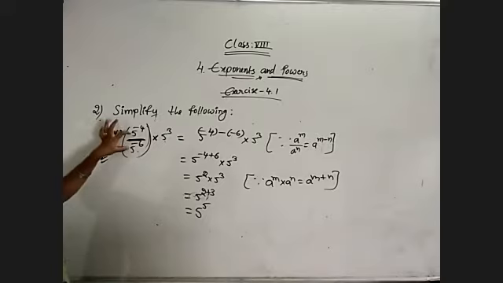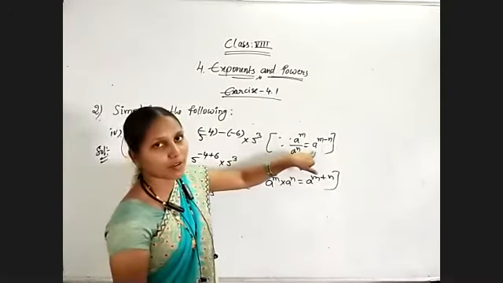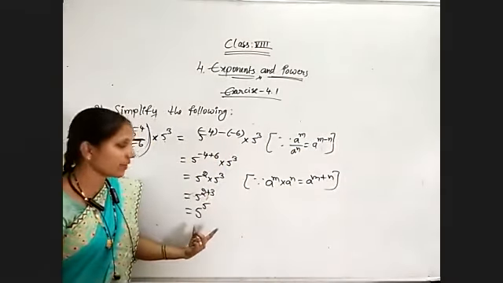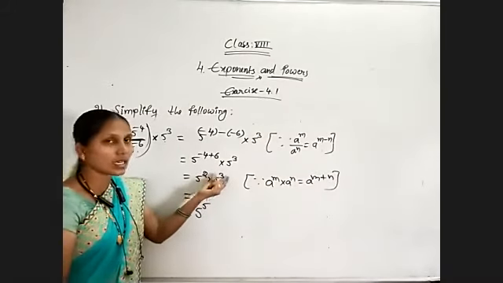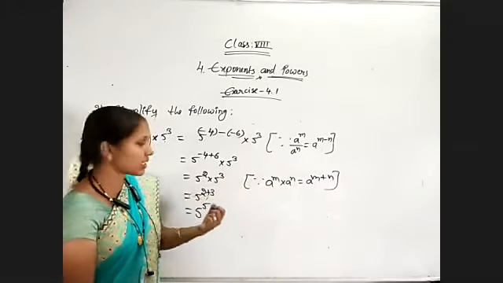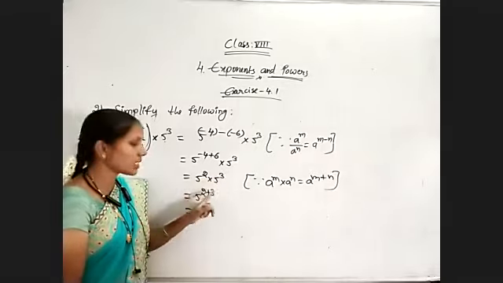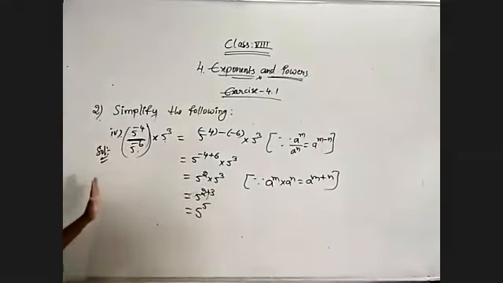When two numbers have the same base and the division operation is there, we need to use this formula: a power m by a power n is equal to a to the power of m minus n. According to that formula, simplify. Again, the result we got is in the form a power m into a power n. To simplify, a power m into a power n is equal to a to the power of m plus n. Here a is 5, m is 2, n is 3. 2 plus 3 equals 5 again. 5 to the power of 5 is the simplified value of the given question.